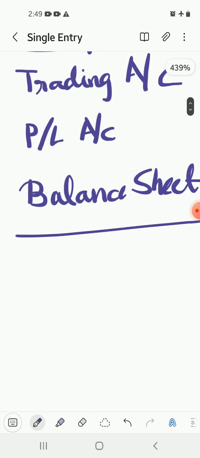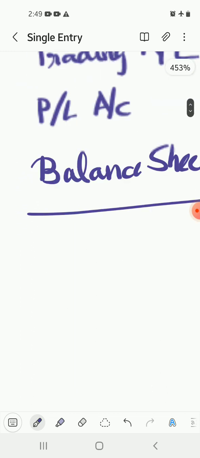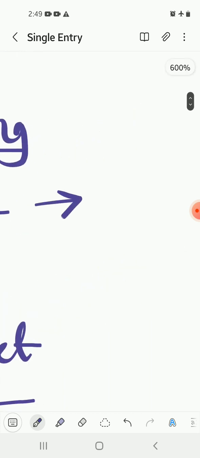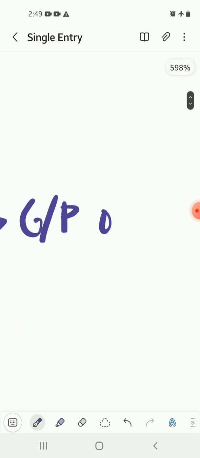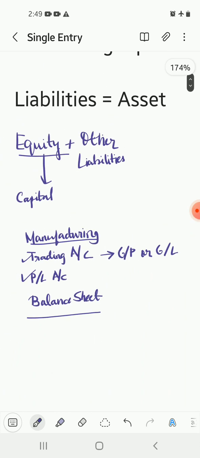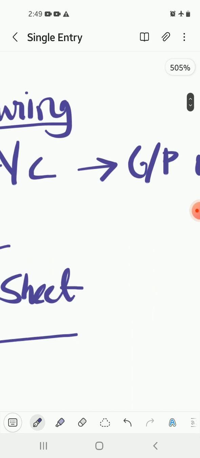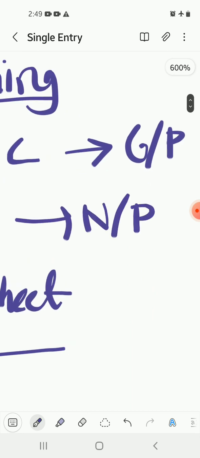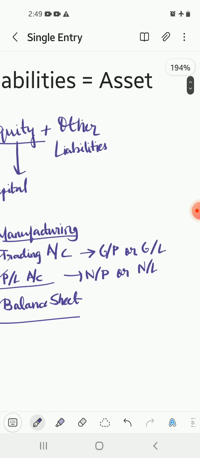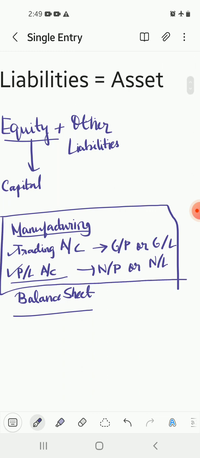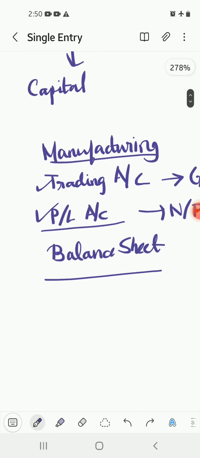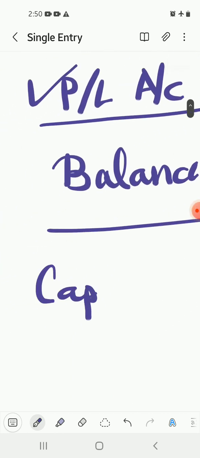But in case of single entry, these accounts are not prepared. Through the trading account, what we get is GP, gross profit, or GL, that is gross loss. And this is used again in the PL account, and through the PL account, we get net profit or net loss. So we prepare all these accounts to get the GP or NP. And then in the balance sheet, we write it in this manner.